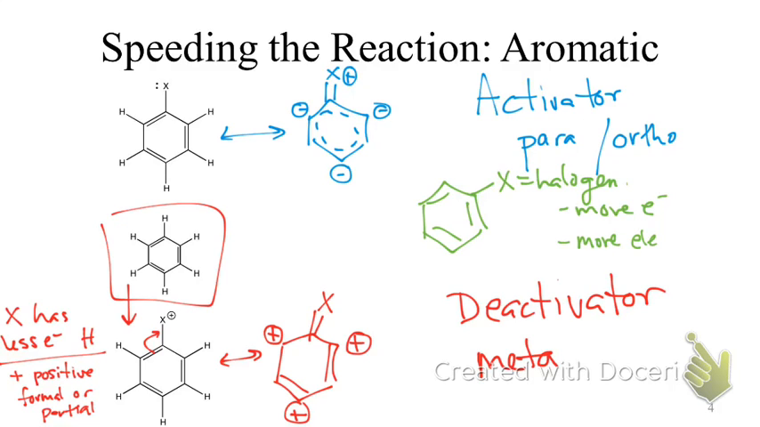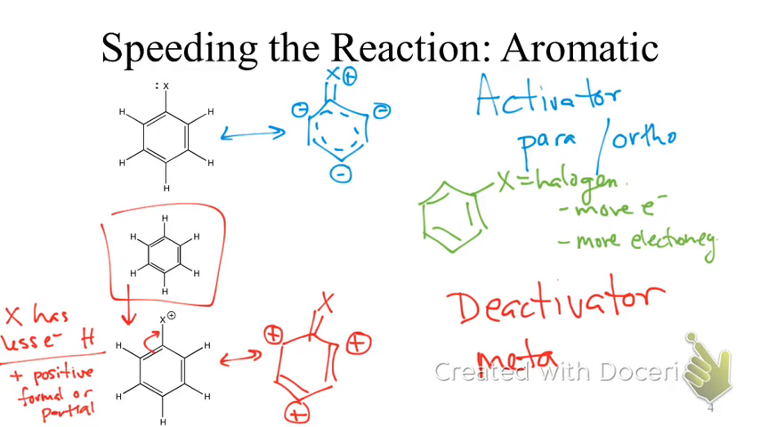Because our halogens are more electronegative than carbon, they pull electron density out. So I'm going to tell you now that halogens will act as deactivators, which would then suggest that our substitution occurs at which position? Meta position. Okay, so now we've got an interesting dilemma.